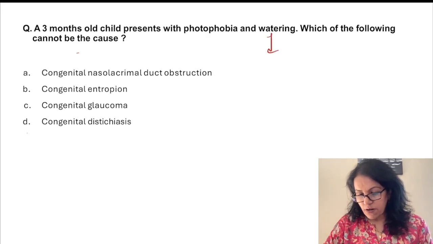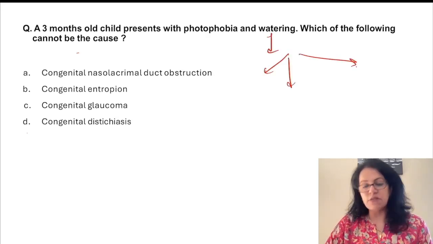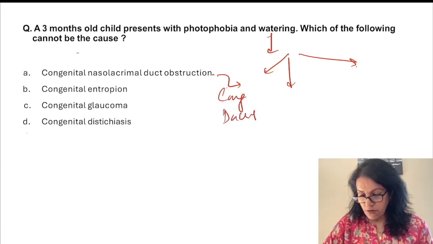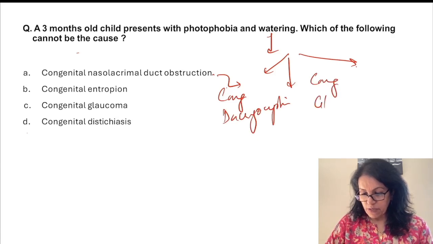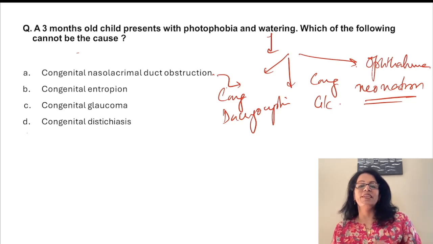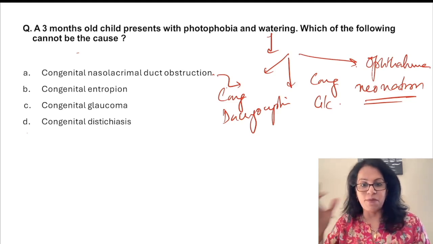So generally you see a very small child with watering. If you talk about watering, what can be the three main causes in a 3-month-old child? Number one, of course, congenital dacryocystitis can be one cause of watering, right? Congenital glaucoma, very important. And the third one is your ophthalmia neonatorum. So these are very important. These are the causes of watering in a very small child. This is the main differential diagnosis that should come to your mind.